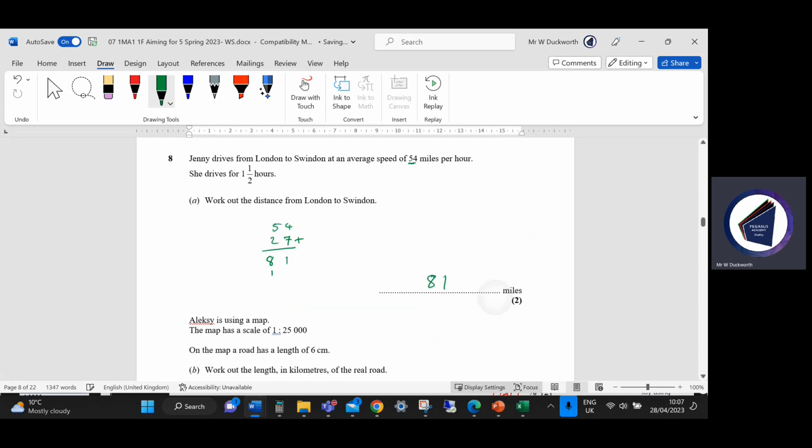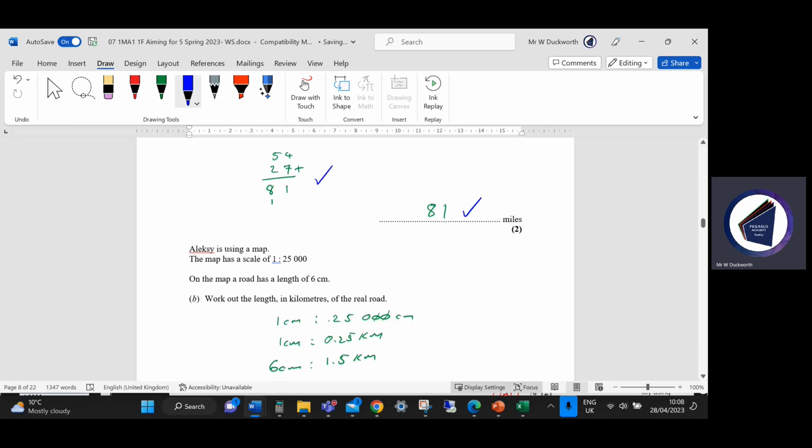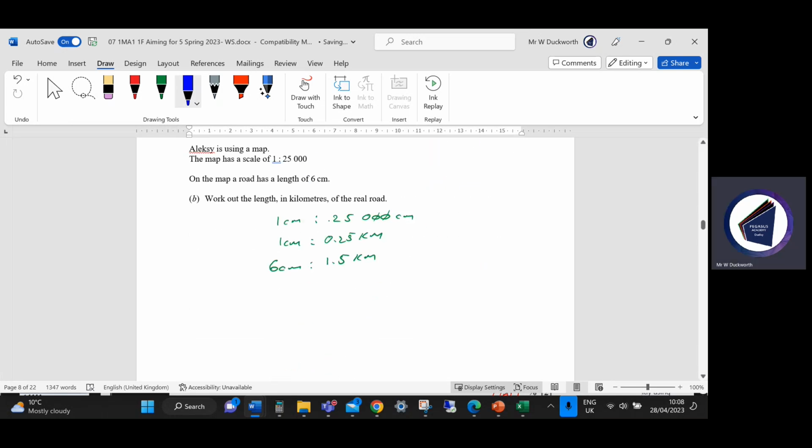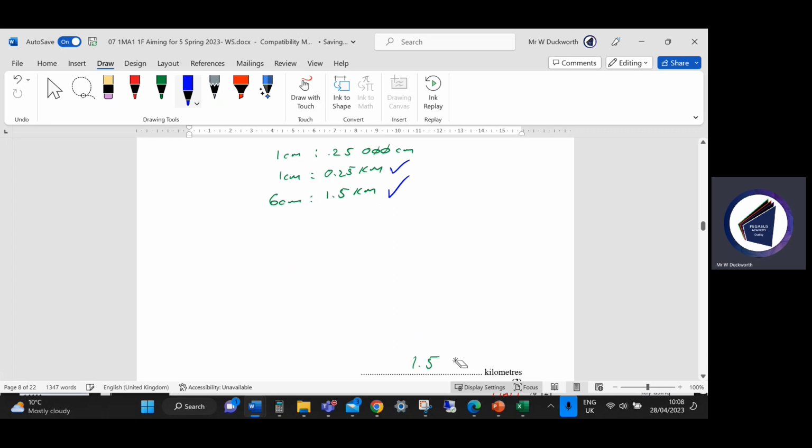So what does the mark scheme say? It gives 54 times by 1.5. So mark there. For the second part, what are we saying? So they've done it the opposite way around. So we'll go 1 mark for the conversion, then 1 mark for the method, 1 mark.